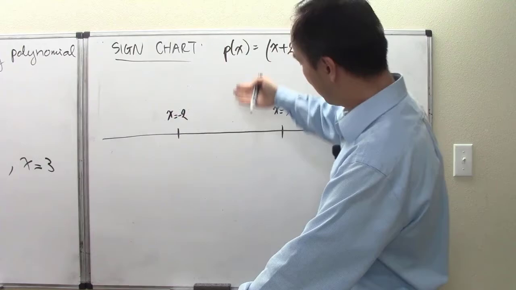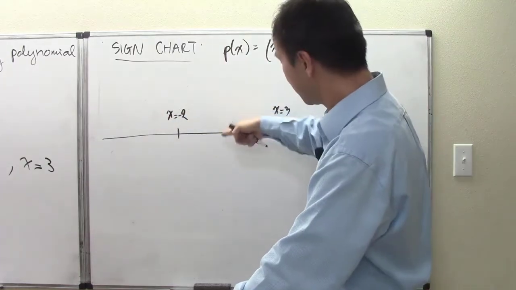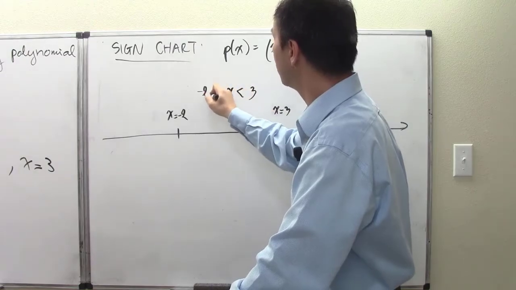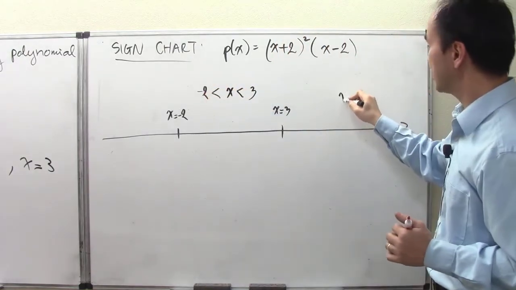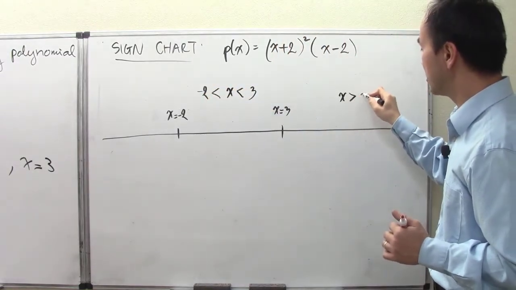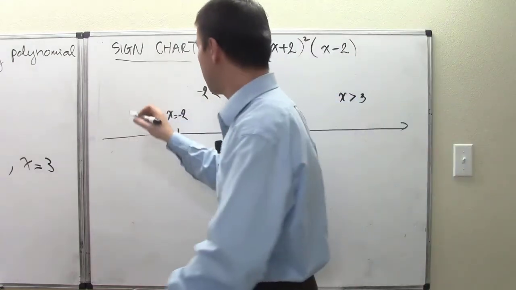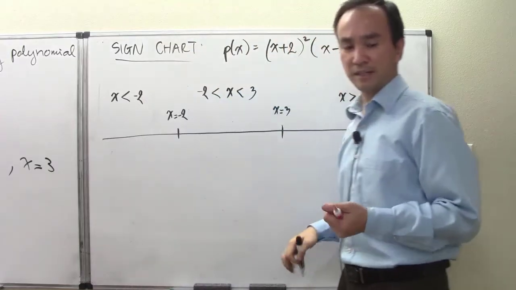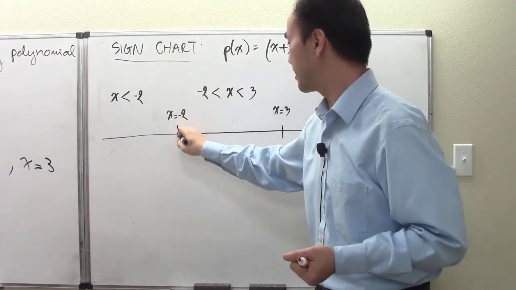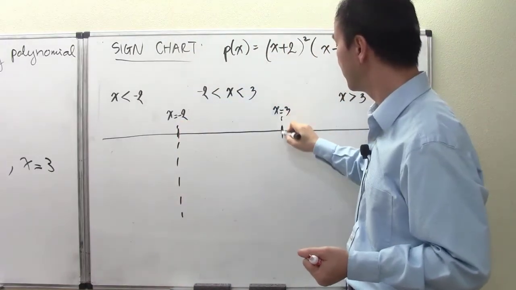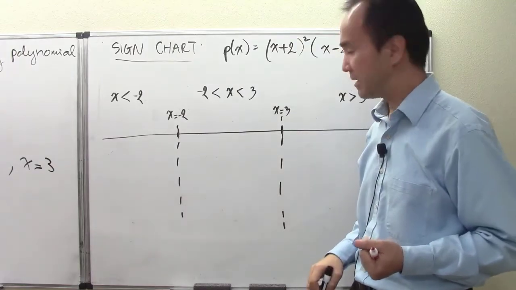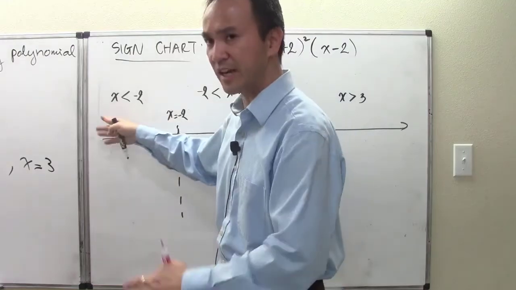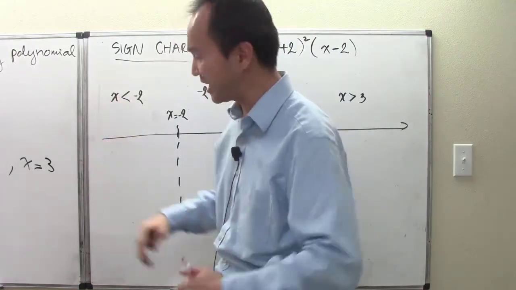Now anywhere between these are the intervals. This interval here means x is less than 3 and greater than negative 2. This interval here means those x values greater than 3. This interval here means those x values less than negative 2. Now we're going to just create our charts. So here it comes, the chart again. From the left to the right, I am going to pick a value for x that satisfies the interval.